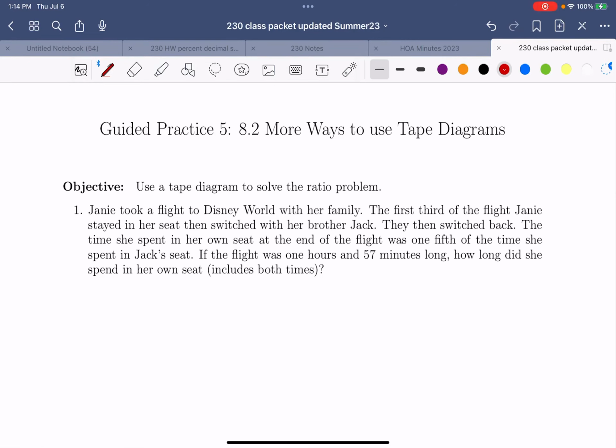This is guided practice number 5, and we're going to take a look at the first problem here. Number 1, Janie took a flight to Disney World with her family. The first third of the flight, Janie stayed in her seat, then switched with her brother Jack. Then they switched back. The time she spent in her own seat at the end of the flight was 1/5 of the time she spent in Jack's seat. If the flight was 1 hour and 57 minutes long, how long did she spend in her own seat?